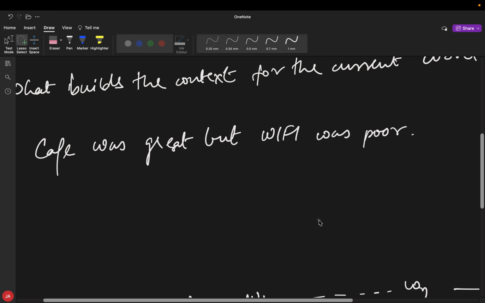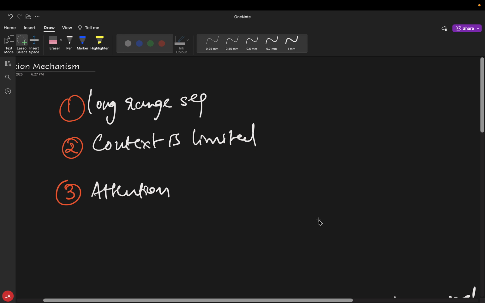And that's how the attention mechanism resolves the problem of the limiting context memory, by looking at words that are important, not the entire sentence. It only looks at the words that matter the most.